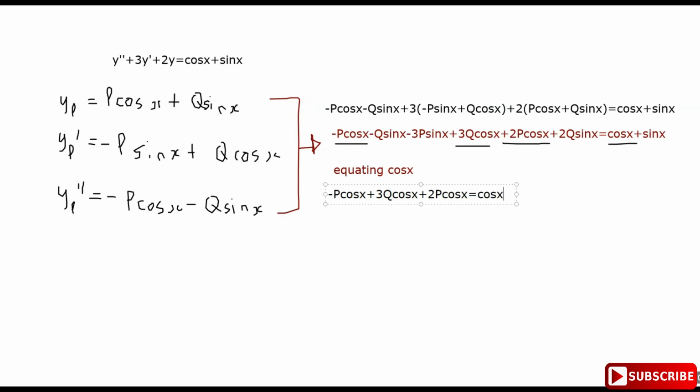Now what I'm going to do is divide through by cos x. If I divide through by cos x, I will get minus p plus 3q plus 2p equal to 1. And so that simplifies to, if I add these, minus p and 2p is just p, so that's p plus 3q equal 1. Good.